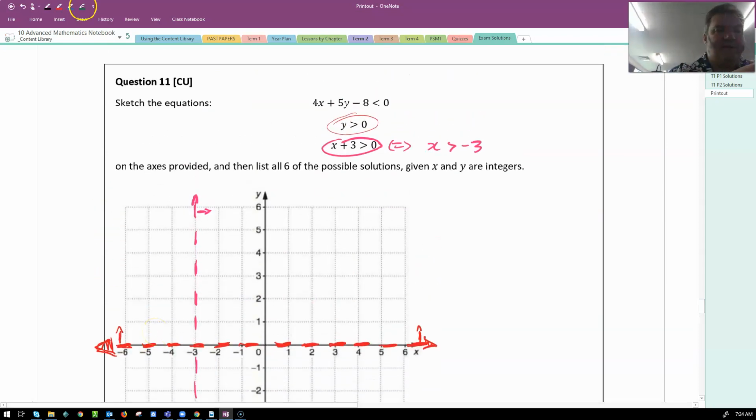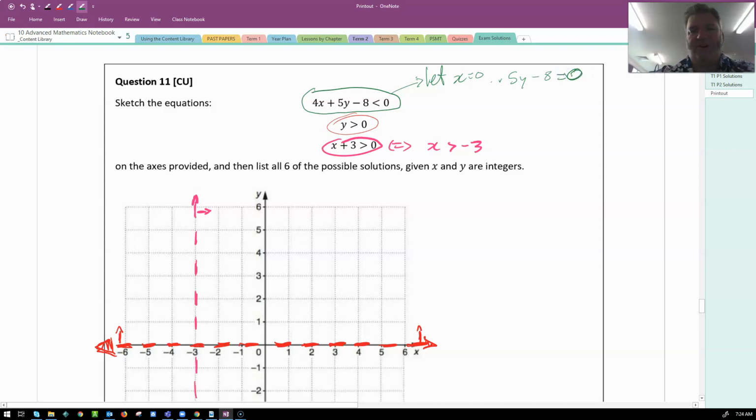Lucky last. 4x plus 5y minus 8 is less than 0. It's annoying, they haven't given it to us in a nice form. Let's use the intercept method. If I've got my x and y on the same side, I almost always use the intercept method. Let's see how we go with this. I'm going to let x equal 0. Therefore, 5y minus 8 equals 0. Remember, I'm solving for the equation being equal.